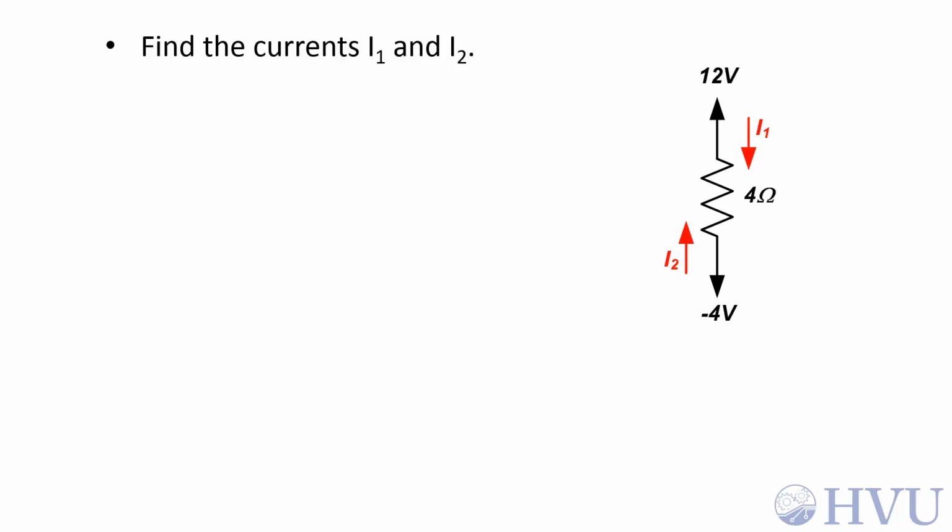In this example, I'm given the voltages at the terminals of a 4 ohm resistor, and I'm asked to calculate the current through the resistor in two different directions, I1 and I2. Now, since I1 and I2 are assumed to be in different directions, that means that their sign conventions are opposite, and when I finally get done with this problem, the two numbers should be the opposite of one another.